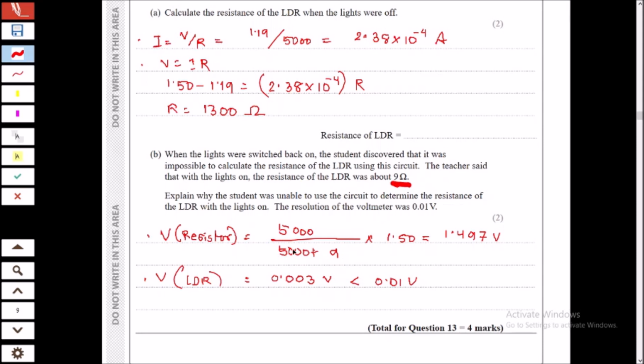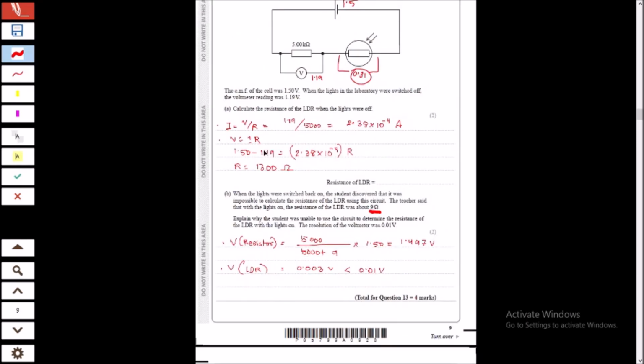So this is the total resistance of the circuit. Multiply by the voltage and you get how much voltage drop we are getting across the resistor only. So this much voltage drop we are getting across the resistor, 1.497 volt. So the remaining 0.003 volt will drop across the LDR because we have a total of 1.5. The voltmeter resolution itself is 0.01, so it can measure 0.01, 0.02, 0.03 and so on. So it can never really measure such a small voltage. That is why we cannot do the experiment in this condition, that is, when the lights are on.